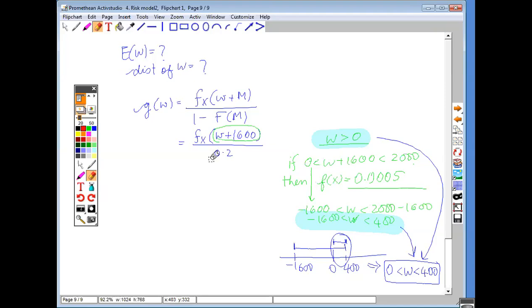So what I'm going to do is, now I have defined an interval of W for which I will have a positive value of f of x, right? And not any positive value. It is always going to be 0.0005, right? Because that is what my f of x always takes.